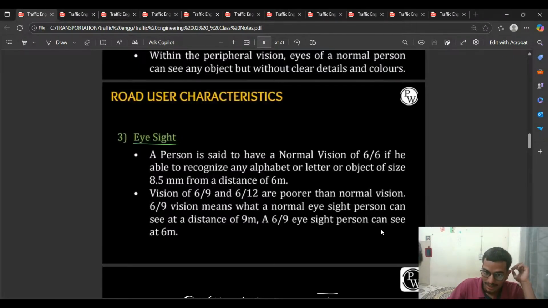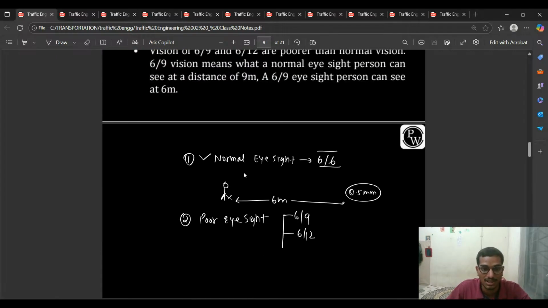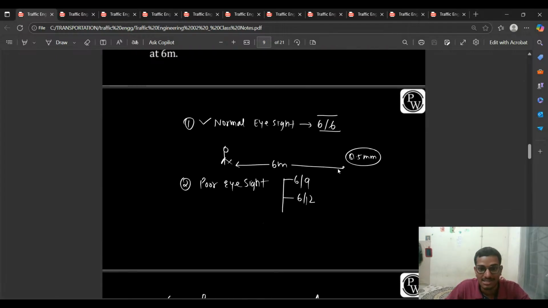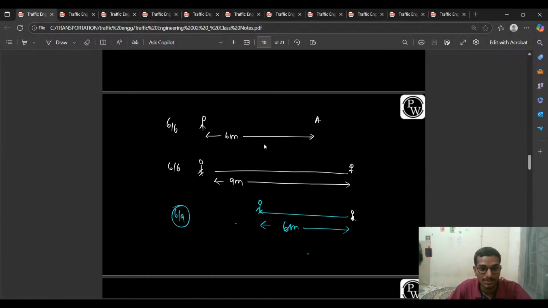If a 6 by 6 normal eyesight person can see an 8.5 mm object from 9 meter, then a 6 by 9 person can see that object from 6 meter clearly. If an 8.5 mm object can be seen from 6 meter, then the eyesight is 6 by 6. For poor eyesight, meaning 6 by 9 and 6 by 12, the object must be brought closer, at 6 meter and 9 meter.